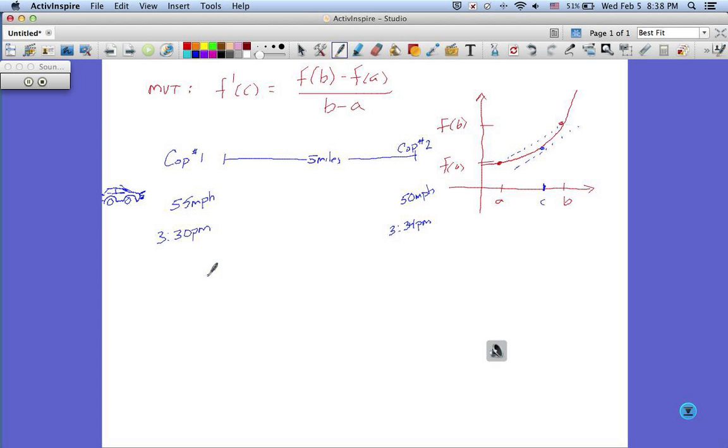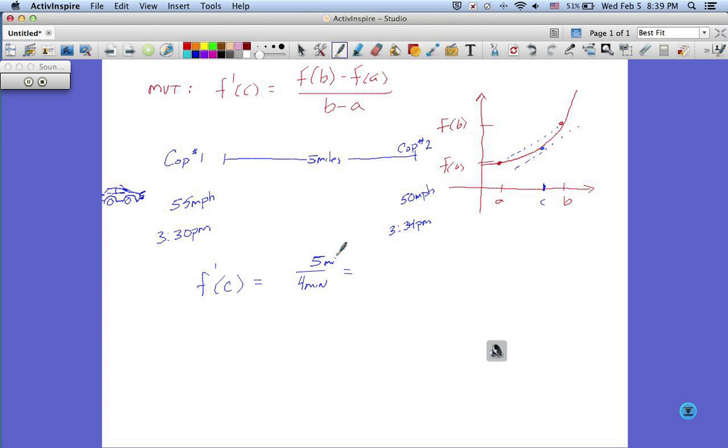Mean value theorem says that the derivative at some point, in other words, your instantaneous velocity, has to be equal to your average velocity at some point. So, since this guy was going 55 miles an hour and 50 miles an hour over a span of 4 minutes, his distance changed by 5. So his change in y value is 5, right? He went 5 miles. You can call this mile marker 30 and mile marker 35, and 35 minus 30 is 5. And his x value, his time, 3:34 minus 3:30, changed by 4 minutes.